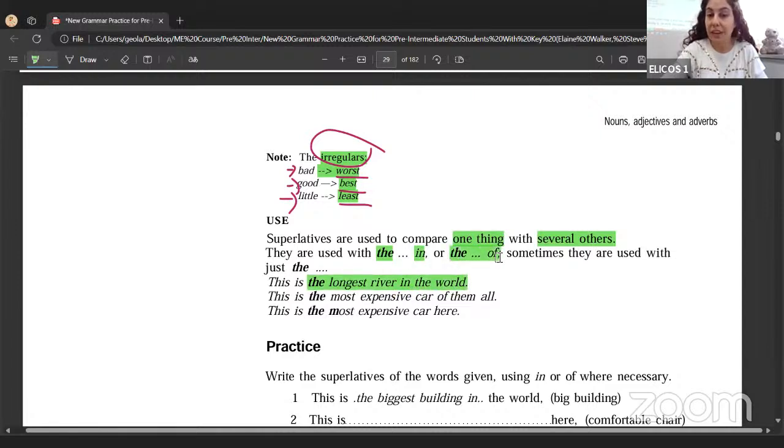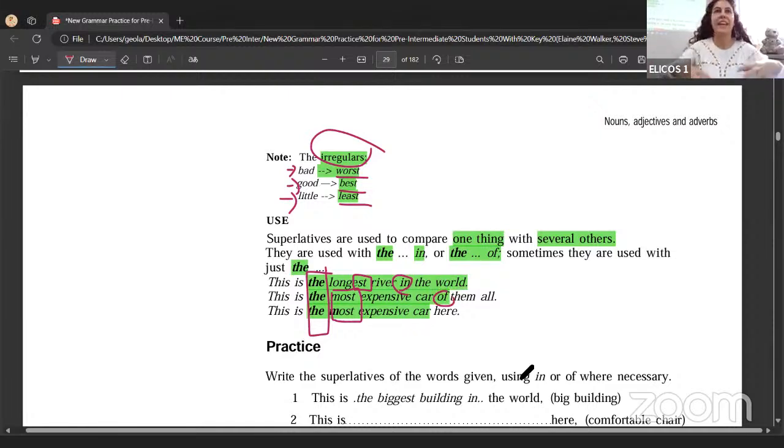They are used with the and of. So for example, this is the most expensive car of them all. Or they could be used just with the. This is the most expensive car here. Okay, so we could see we need to put the word the and maybe EST or the word most. And then you've got either in the world, of them all.